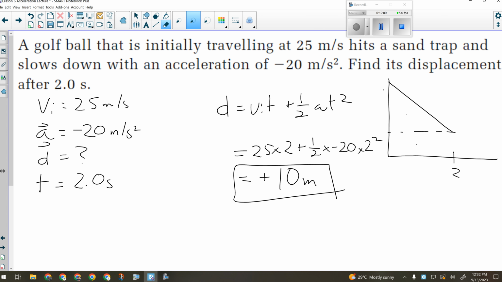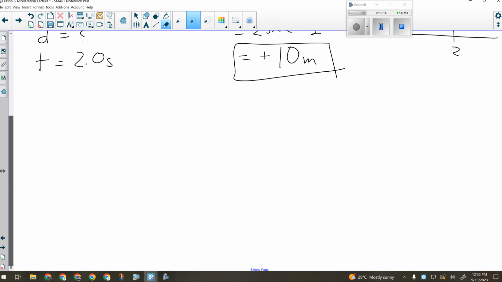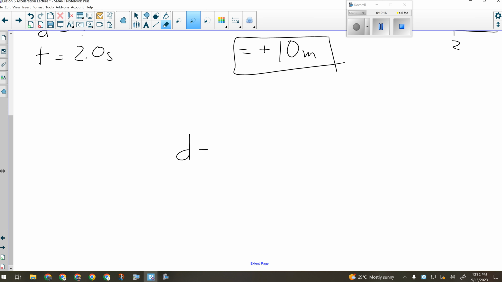Okay, now we're going to look at manipulating this equation. What are some of the other manipulations of this equation? So, D equals VI times T plus 1/2 AT squared. Let's start with, if I want to solve for VI, what should I move first? The plus 1/2 acceleration times time squared. Yeah, this whole side. I got to move this all over to this side. And how would I do that?